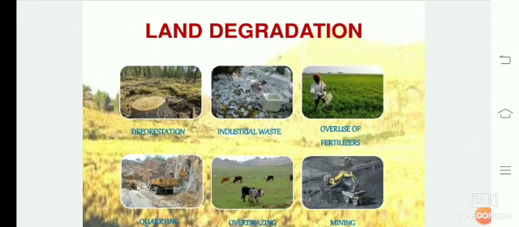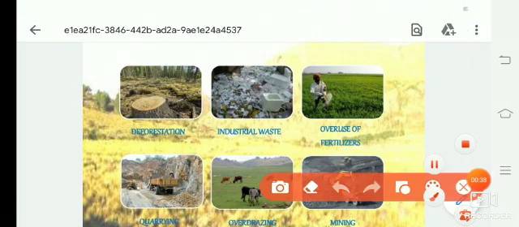So what are those? First one is deforestation. Deforestation is nothing but cutting off trees. Second one is industrial waste. Industrial waste is where all the waste from the industries is deposited in a few land areas. If you see, in a few parts of your city there are areas filled with garbage. This is how they store waste in a place, and the land in that area gets degraded.